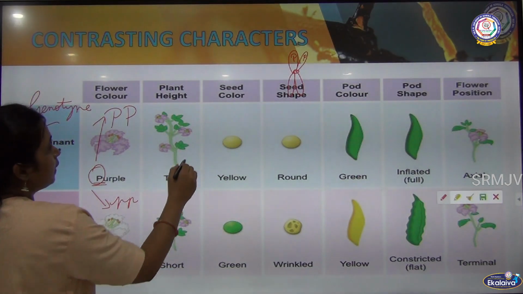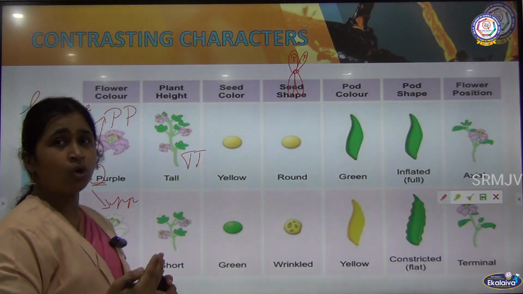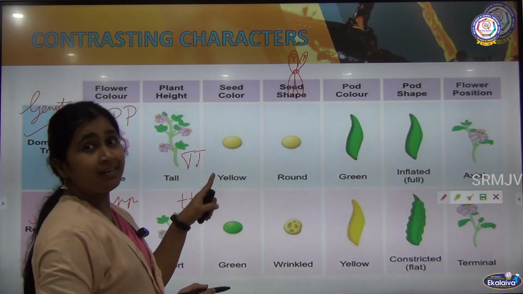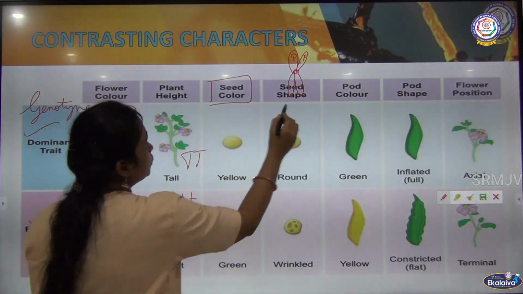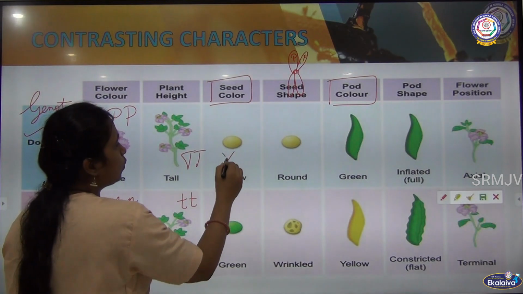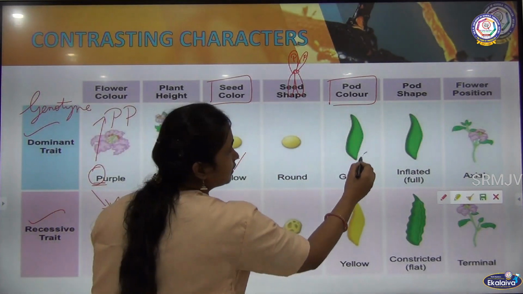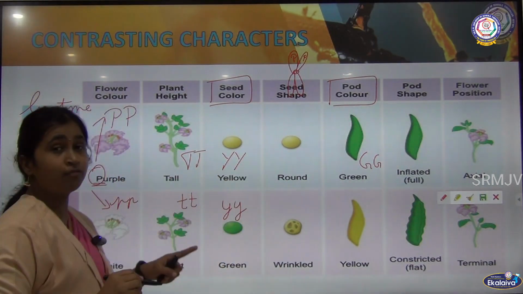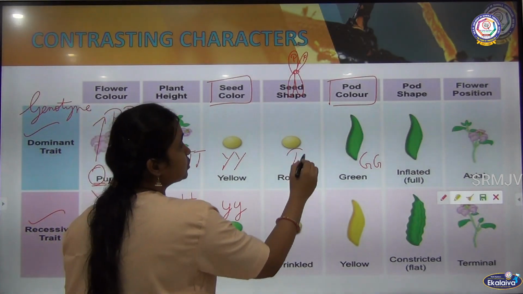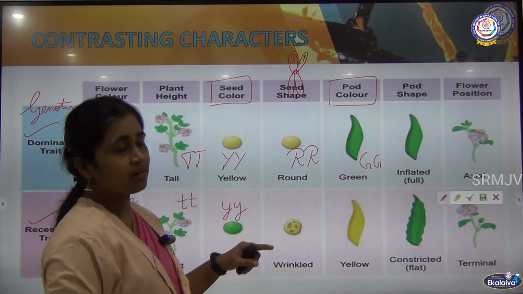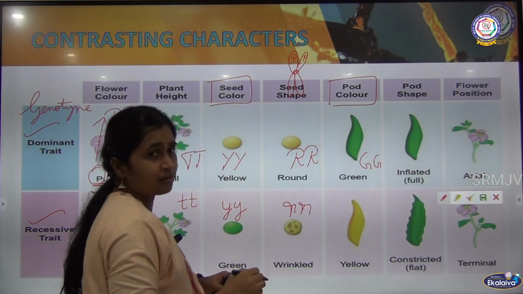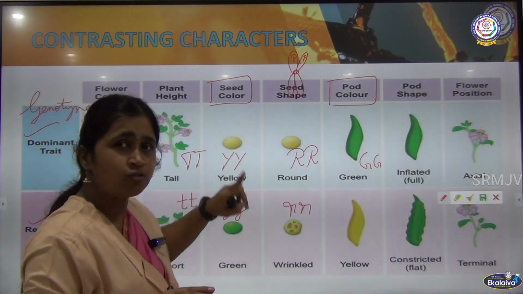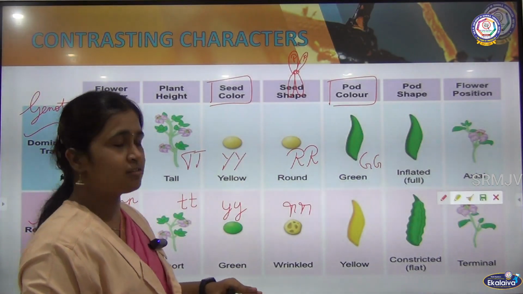Now we will write for the other characters. Plant height: tall is dominant, so capital T, capital T. For dwarf you write small t, small t. Yellow, seed color. Okay, these two areas you need to concentrate on. One is seed color, where yellow is dominant, but in pod color, green is dominant. So this y in lowercase you will write for recessive. The same thing, seed shape: round, capital R, capital R. The same letter you write for wrinkled. You will not have any confusion if you are thorough in this basic concept. Same letter: uppercase dominant, lowercase recessive.